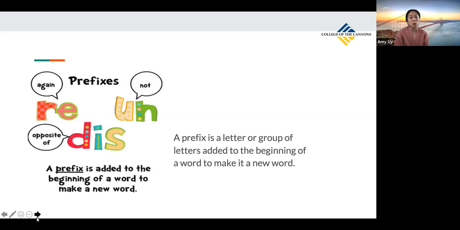A prefix is a letter or group of letters that's usually added to the beginning of a word to make it a new word. So you can see some examples on the left: re, un, and dis. Re means again, un means not, and dis means opposite of. Now these groups of letters cannot stand on their own. They must be attached to a base or root word. And keep in mind that they are added to the beginning of a word.